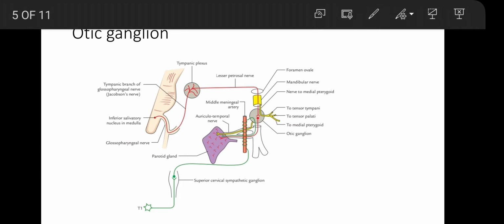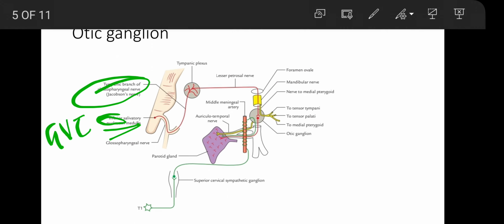We have the preganglionic nerve fibers and the postganglionic nerve fibers. The preganglionic nerve fiber is the glossopharyngeal nerve, from the inferior salivatory nucleus. Just remember, parotid is a major salivary gland, and so the nucleus is the inferior salivatory nucleus. The glossopharyngeal nerve has its origin from many nuclei depending on its function. For this secretomotor pathway of the parotid, the nucleus is the inferior salivatory nucleus, which has a function of general visceral efferent. So remember this.